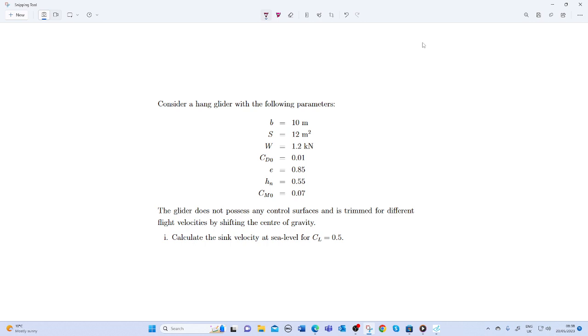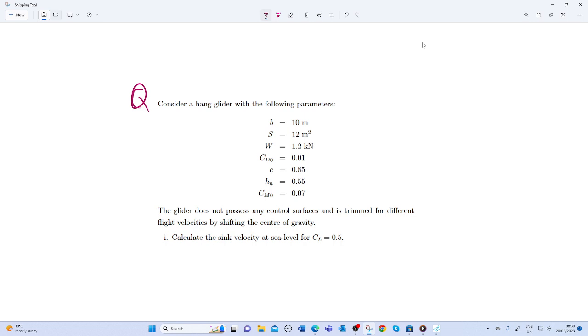Today we have a peculiar question on a hang glider and how to calculate its sink velocity at sea level at a given coefficient of lift. Now, let's read through the following question.